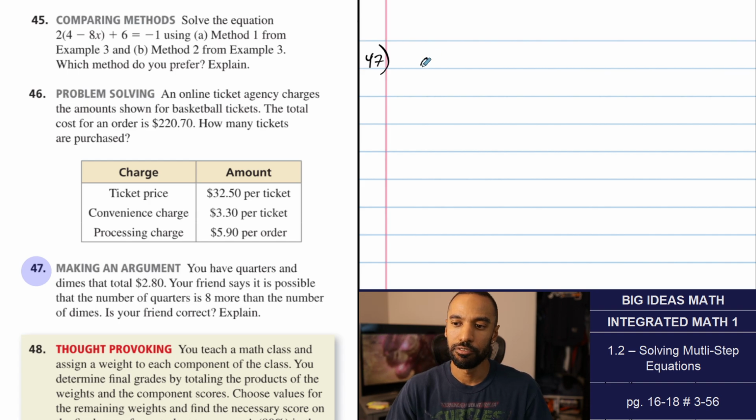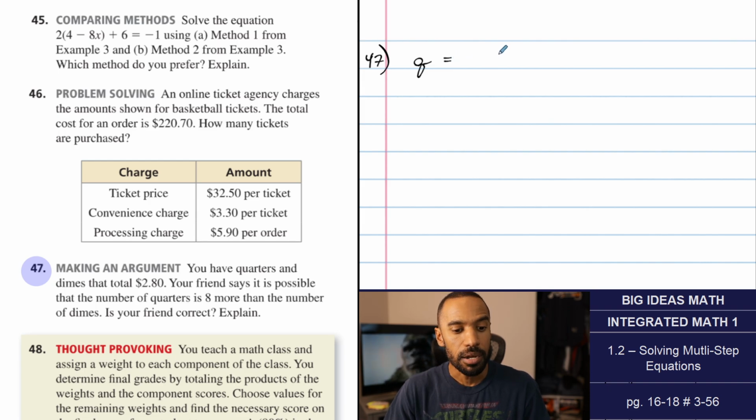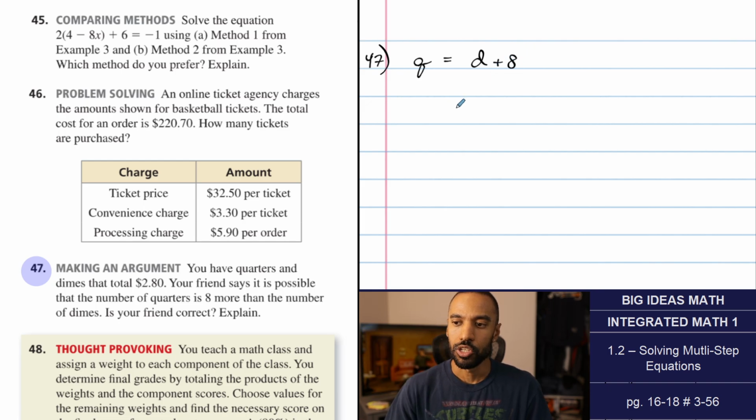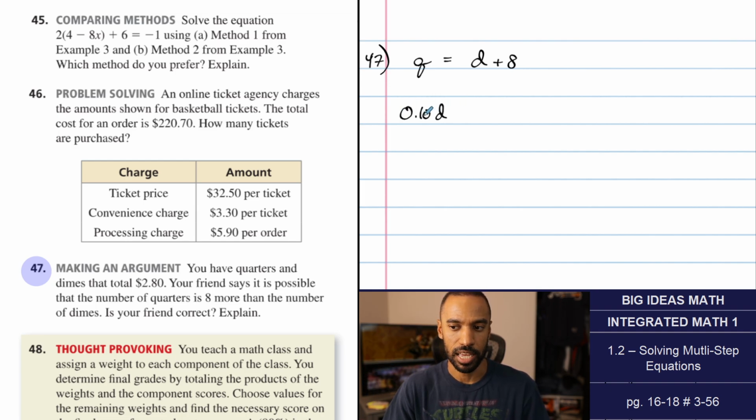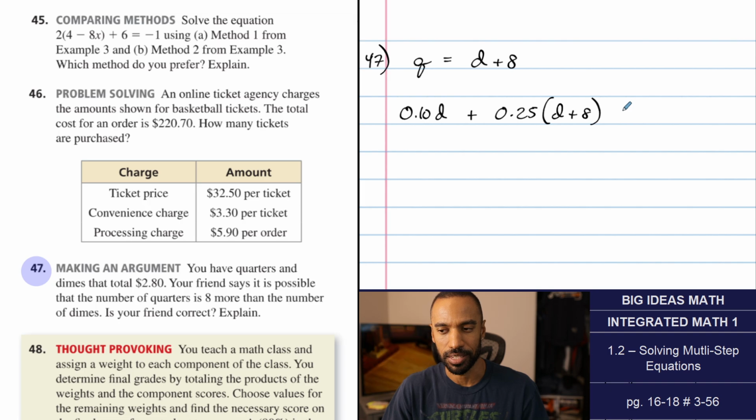So if the number of quarters is 8 more, not 8 times more. I'm sorry, I apologize. If the number of quarters is the number of dimes plus 8, then you can make an equation that says the number of dimes times the value of each dime, which is 10 cents per dime. I'm putting the 10 just to emphasize that was its value, plus the value of each quarter times the number of quarters. The number of quarters in this case is D plus 8.